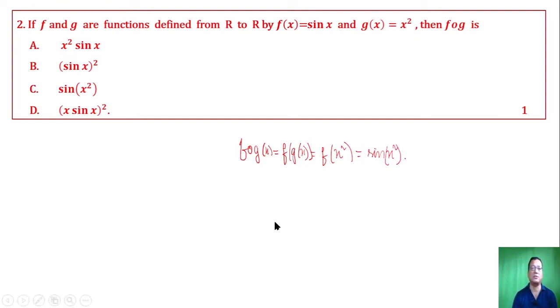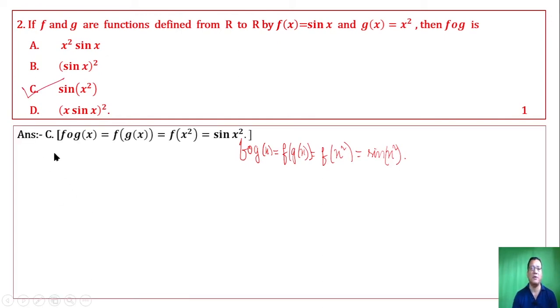Correct answer is C. Fog of x is f of g of x. G of x is originally equal to x squared. F of x is sine x. Therefore, for f of x squared, it will be sine of x squared, whether it is in this form or not.